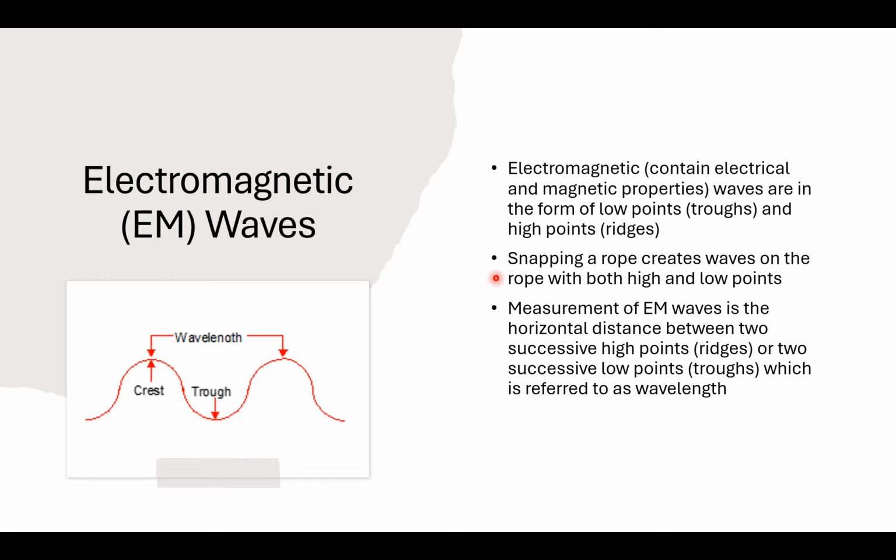The measurement again of EM waves is done via wavelengths. These are very important. This is the horizontal distance between those two successive high points or ridges or crests, or two successive low points, the troughs.